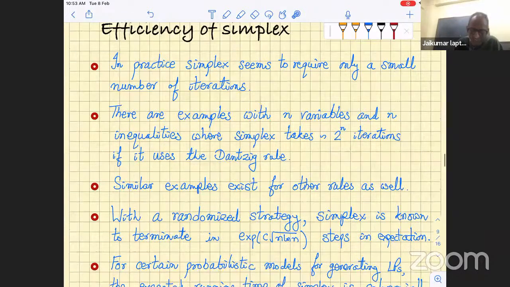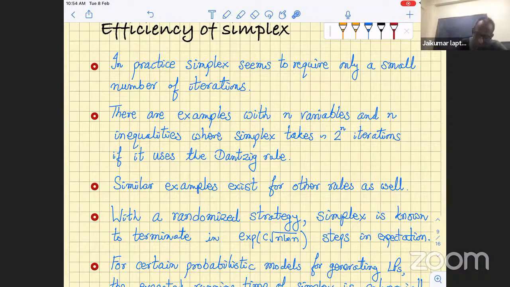So in practice, simplex requires only a small number of iterations. Even, people believe it just needs a linear number of iterations. Yeah. So this is what one encounters. But for a long time, it was even believed that simplex will always stop, no matter what you did, in a linear number of iterations.